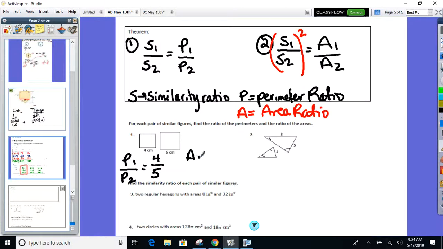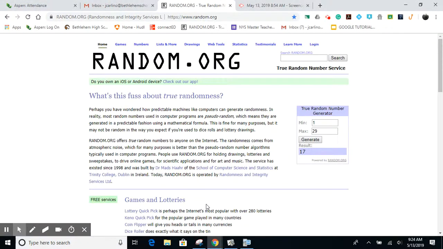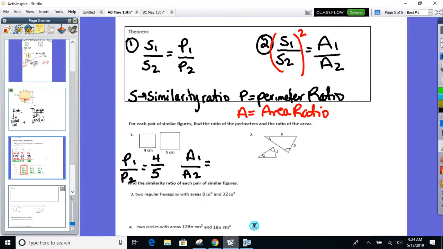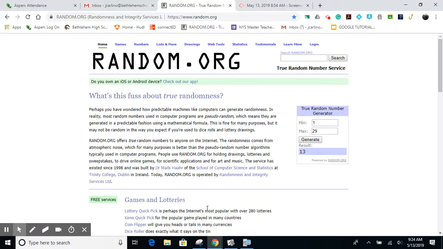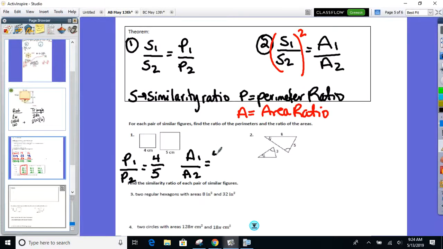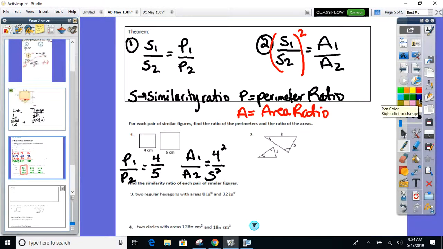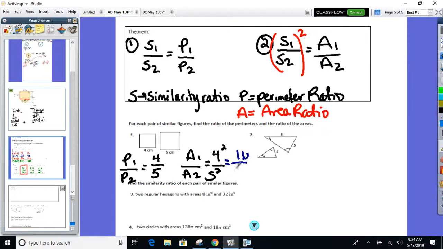All right, not true for the areas, though. The area ratio will not be 4 to 5. What's the relationship? What do I have to do with that 4 over 5? Square them. So I'm going to do 4 squared over 5 squared. So the ratio of your areas is 16 to 25. Guys, am I saying that's what the area is? No. I'm just saying whatever the areas are, you put them on top of each other and reduce. It's some ratio 16 to 25.